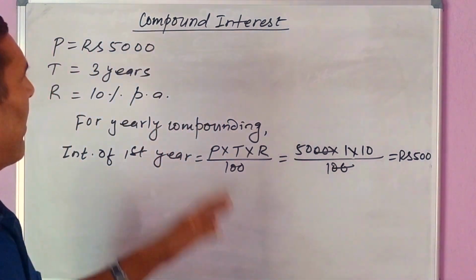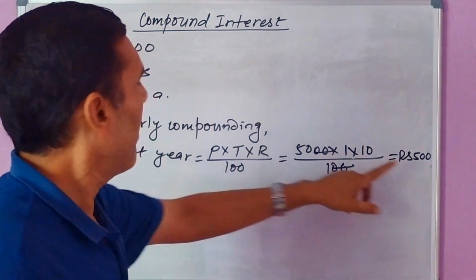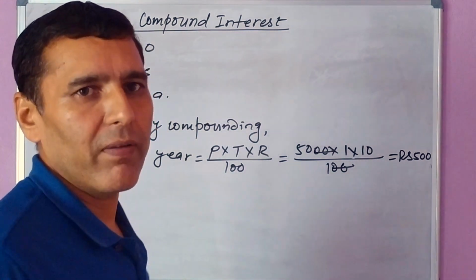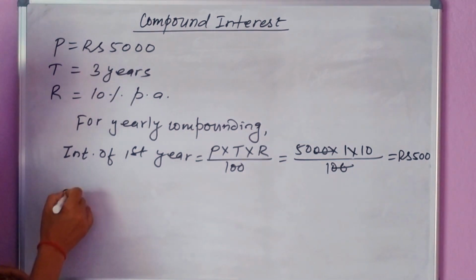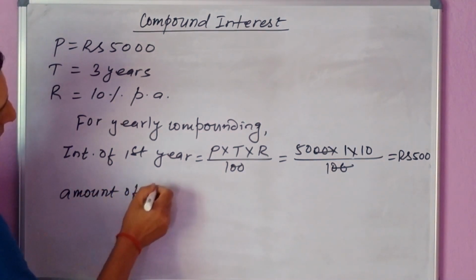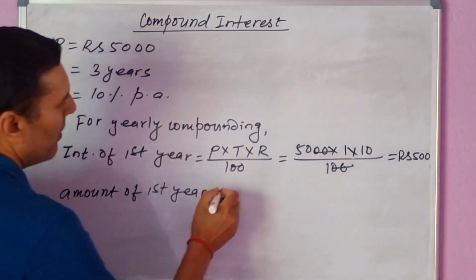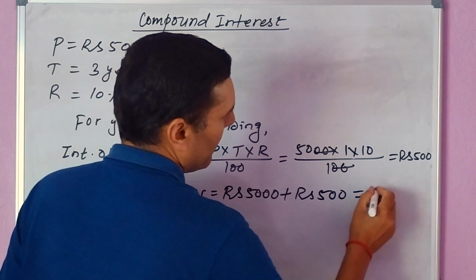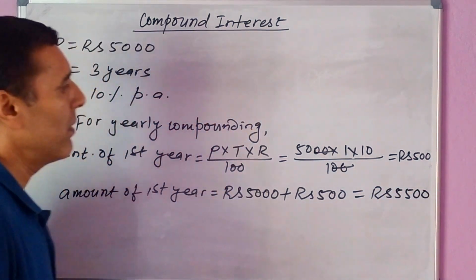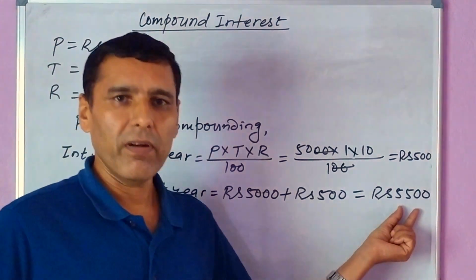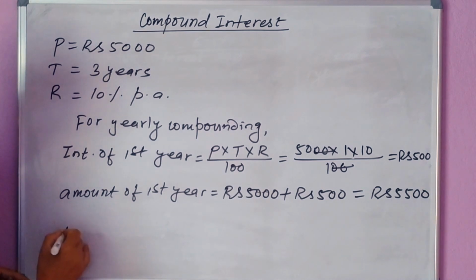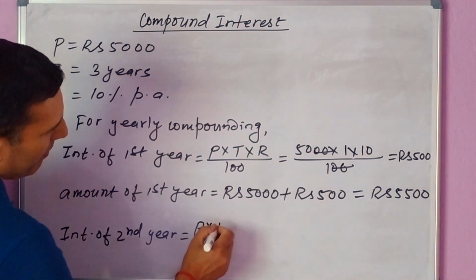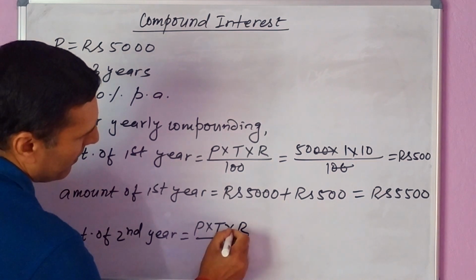Now what we do here is we find the sum of this interest of the first year and the principal, and we get the amount. This amount is made the principal for the second time period. Therefore, the amount of the first year is equal to rupees 5,000 plus rupees 500. So it is rupees 5,500. Now this amount will be the principal for the second year. So the interest of the second year, again by the same formula P into T into R upon 100.